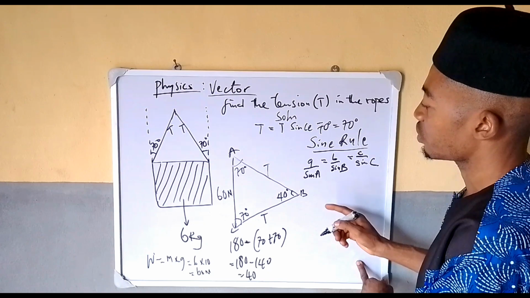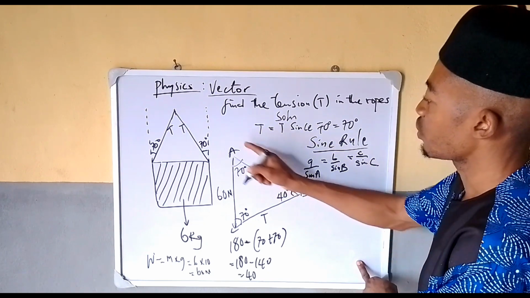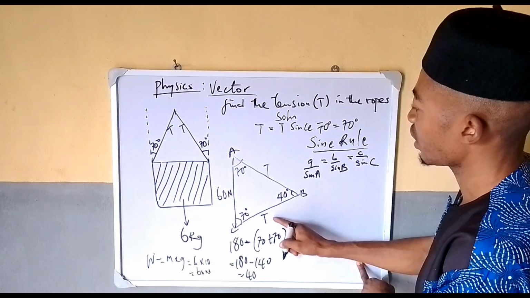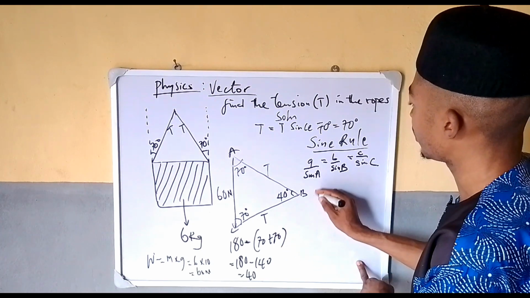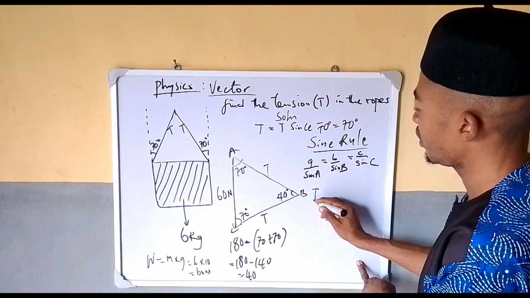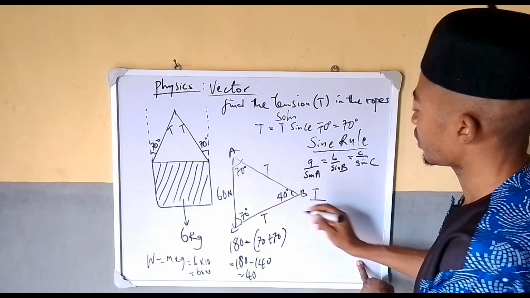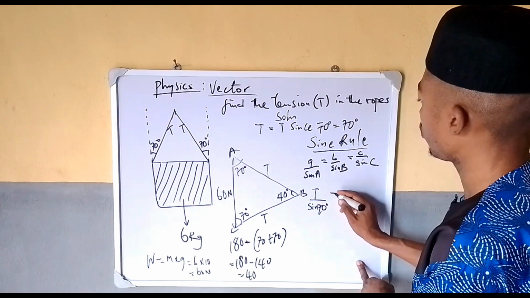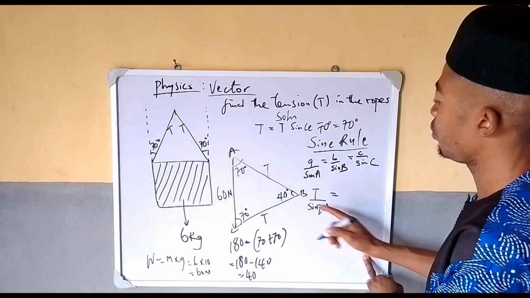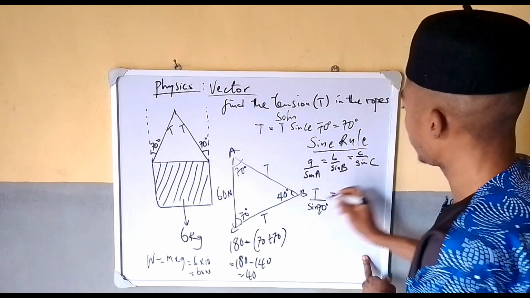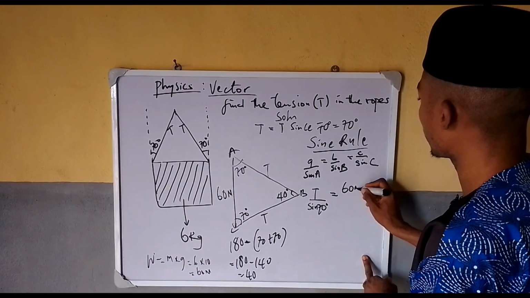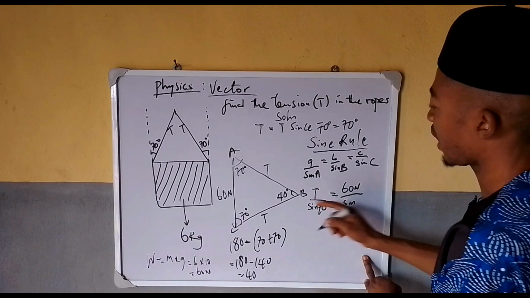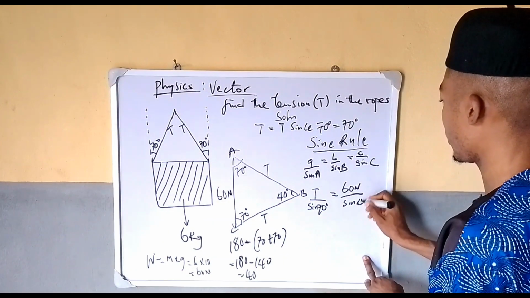I want to start immediately. So I'll pick A here. The side facing this angle A is T. So I say T, which represents my small a, divided by sine of that A, which is sine 70, must be equals to b. The side facing B is 60 Newton, divided by sine of the angle facing the 60, which is sine 40.